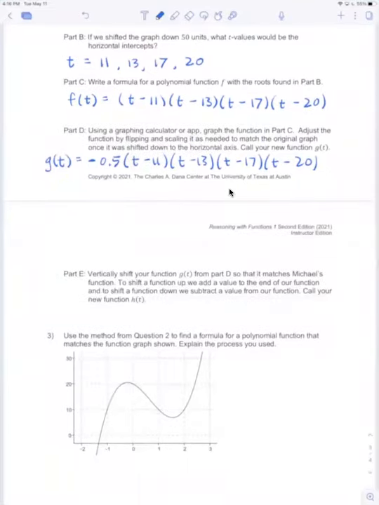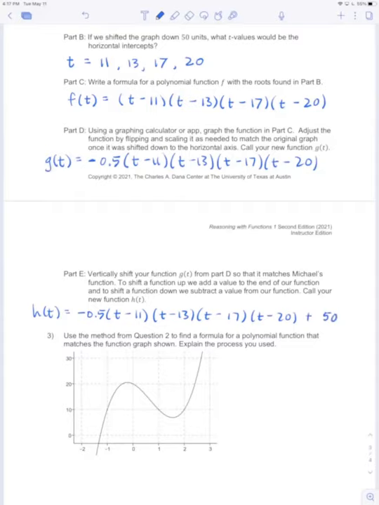So this is actually part E. Vertically shift your function g of t from part D so that it matches Michael's function. To shift a function up, we add a value to the end of our function, and to shift a function down, we subtract a value from our function. Call your new function h of t. So when we do that, h of t is equal to negative 0.5, and then the linear factors are t minus 11, t minus 13, t minus 17, t minus 20, and then we have to add the 50 to the end.